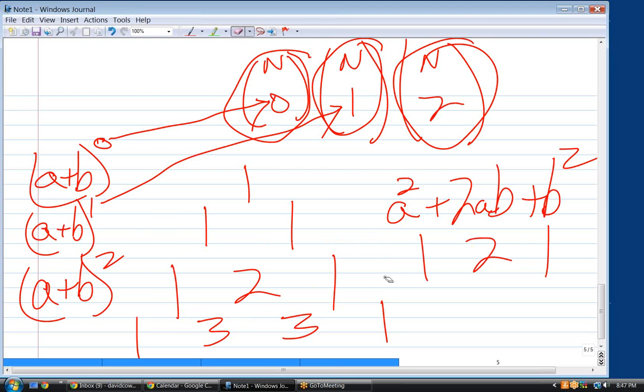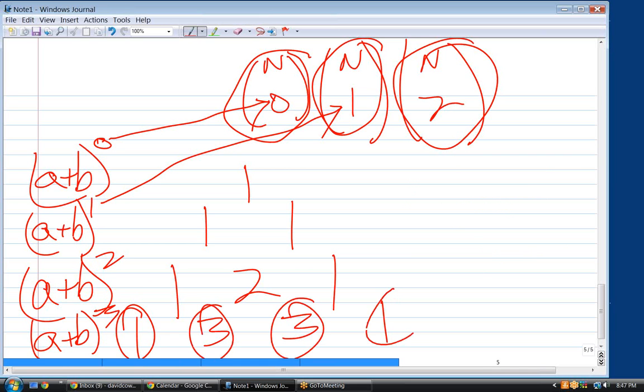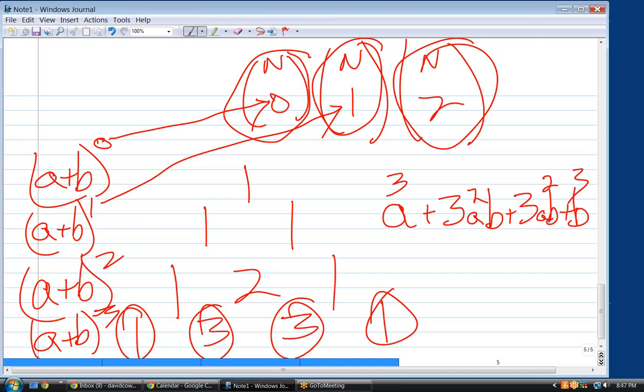Is it making more sense now? Yeah, I think so. Okay, same thing: (a plus b) cubed is going to have coefficients of 1, 3, 3, and 1 on the 4 terms that come out. In other words, it's going to be a cubed plus 3a squared b plus 3ab squared plus b cubed.